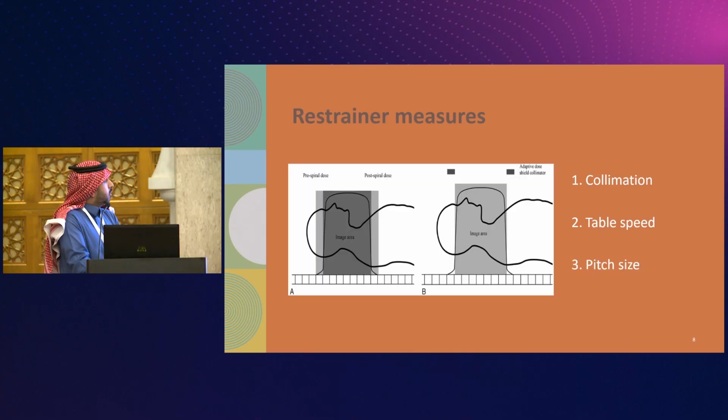Does anyone know what this collimation is called? Anyone know? What is it?